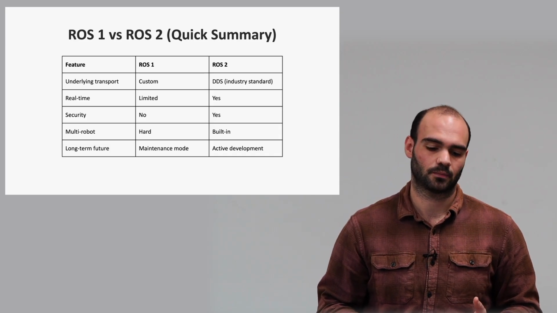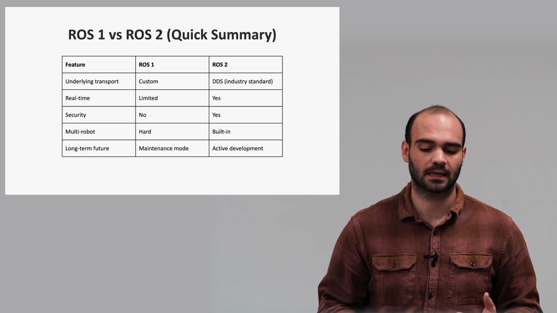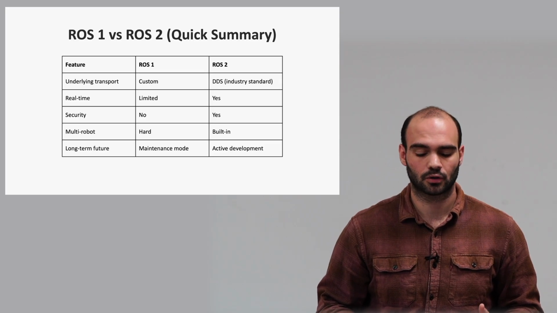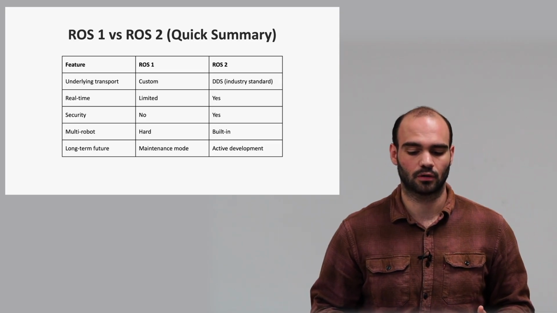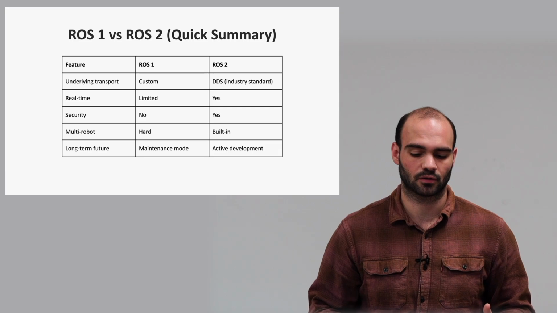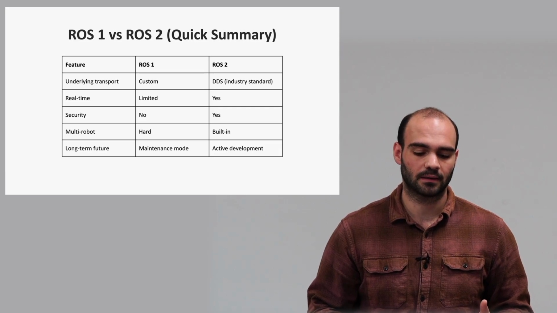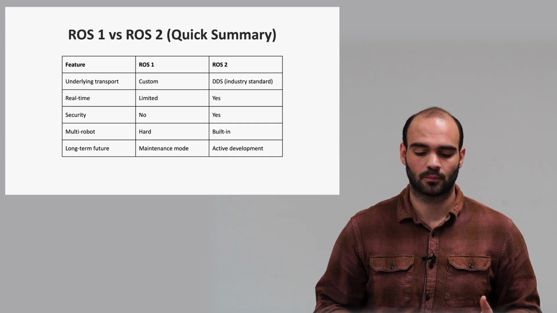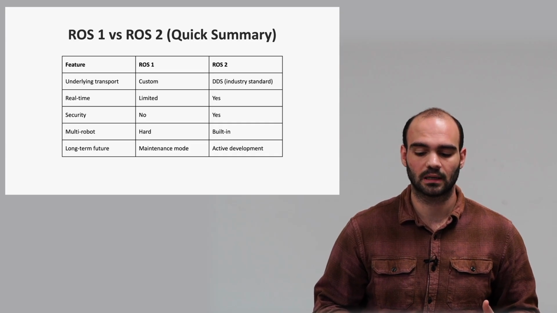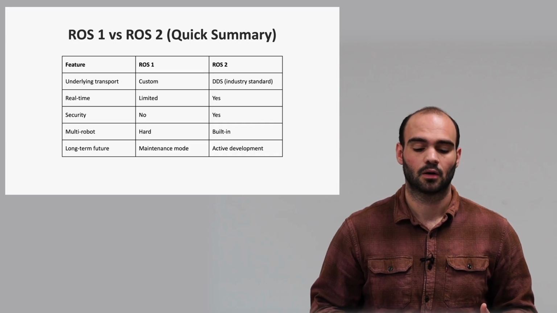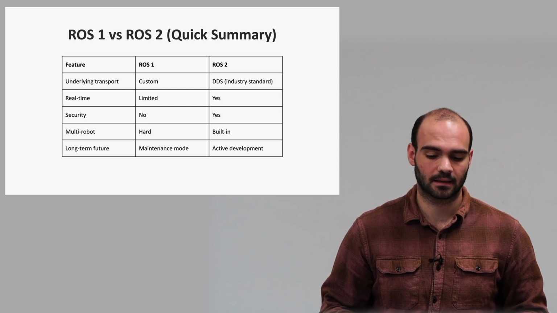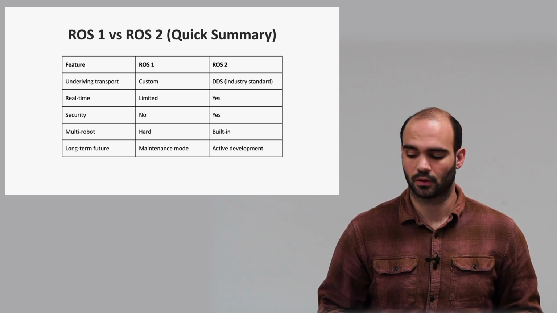Here's a quick comparison. ROS 1 uses a custom communication system, while ROS 2 uses DDS, an industry standard protocol. ROS 2 supports real-time control, security, and multi-robot communication, things that ROS 1 struggled with. While ROS 1 was groundbreaking, it's now mostly in maintenance mode. ROS 2 is where new features and packages are developed, and it's the recommended choice for new projects.